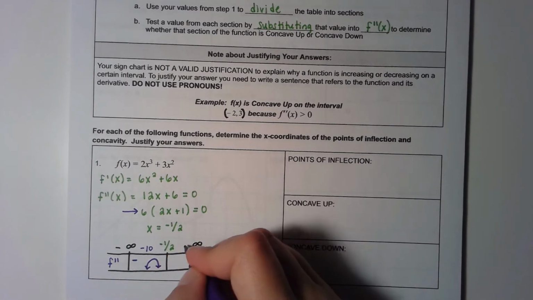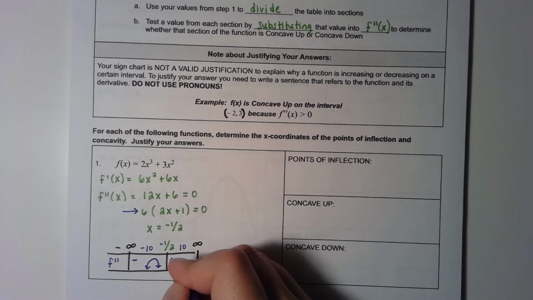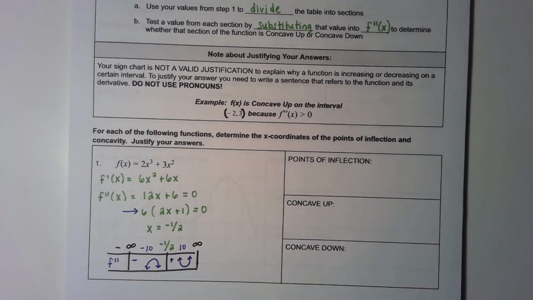Now, if I pick a number bigger than negative 1/2, like maybe positive 10, and I plug that in, I get a positive number, which means the original function was concave up like a cup in that section. You'll notice instead of drawing an arrow pointing down or an arrow pointing up, since this time the sign is telling me about the concavity, I'm drawing either a frown or a cup, because it's not telling me about the slope. It's not telling me uphill or downhill. It's telling me the curvature, the concavity.